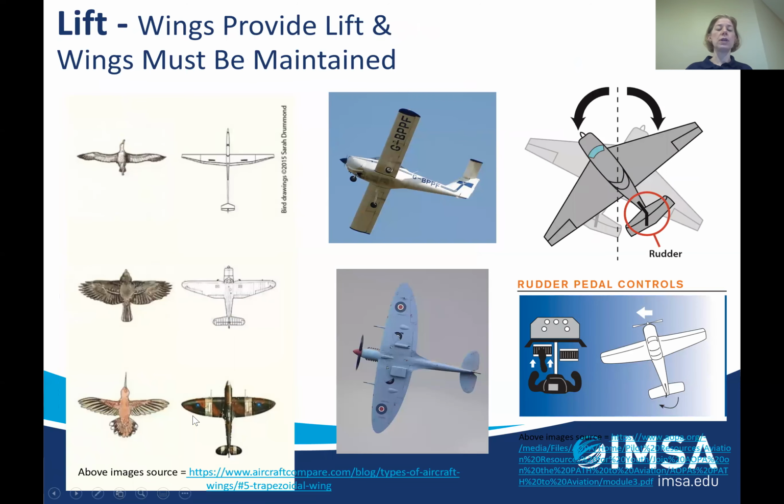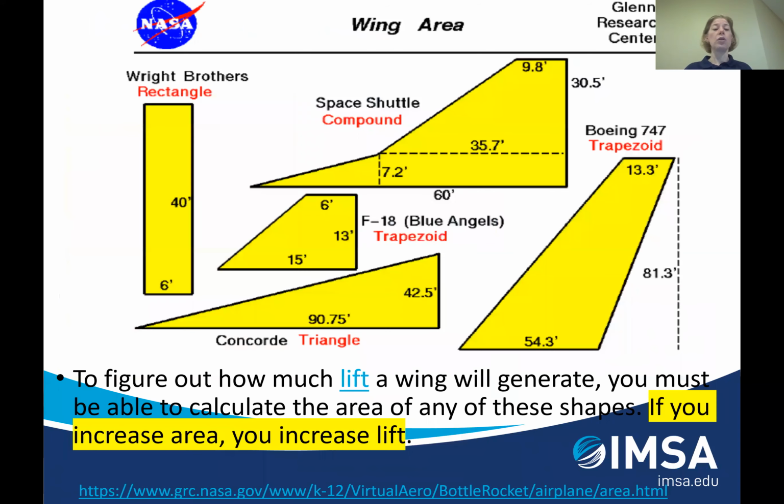So in addition to thinking about air, we can also talk about how wings are utilized to help with the lift of an aircraft. And the wings must be maintained. So you could talk about the different types of shapes of wings and how they compare to birds. You could talk about the different types of airplanes that have these different shaped wings. And you could have them find the area. And you must be able to calculate the area of these shapes. If you want to increase the area, you're going to increase the lift of that aircraft.